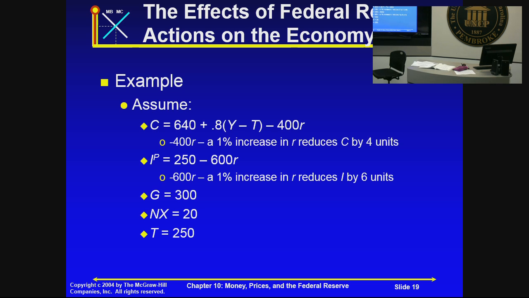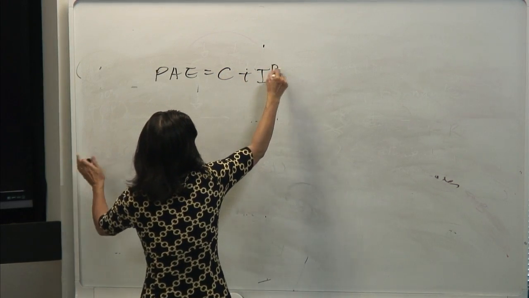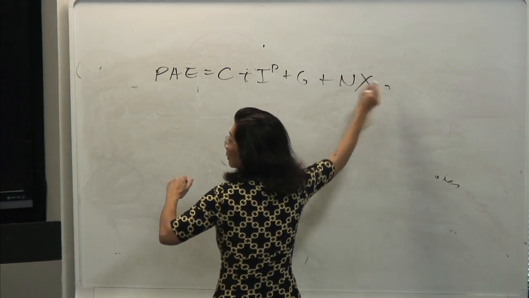So let's do the algebra very quickly before I let you go. I think we have time to do it. What time is it? 12. Yeah, we could do it. So same thing, do not skip the steps, okay, everybody? So let's do it. Let's start off with PAE. We're going to do it fast. C plus I sub P plus G plus NX.